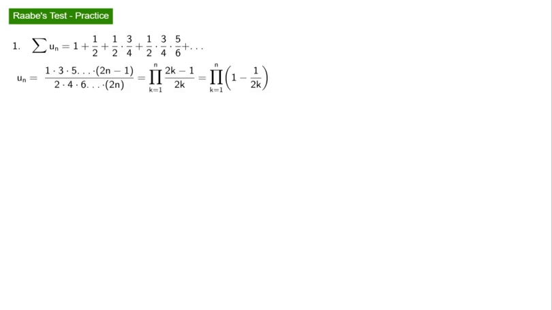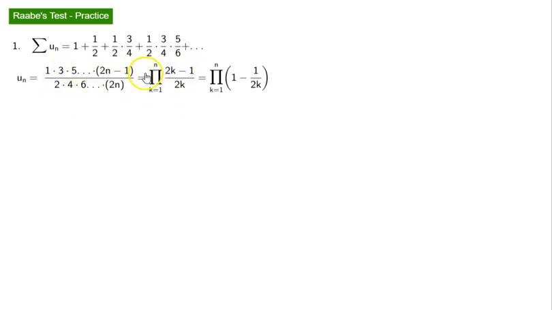Let us solve a couple of series problems. The first one is the series 1 plus 1 by 2 plus 1 by 2 times 3 by 4 plus 1 by 2 times 3 by 4 times 5 by 6 and so on. Now here the nth term will be 1 by 2 times 3 by 4 times 5 by 6 dot dot dot dot 2n minus 1 by 2n.